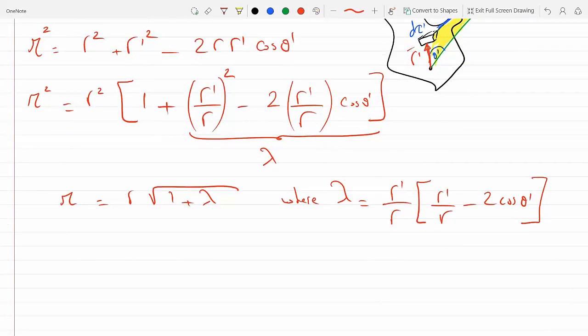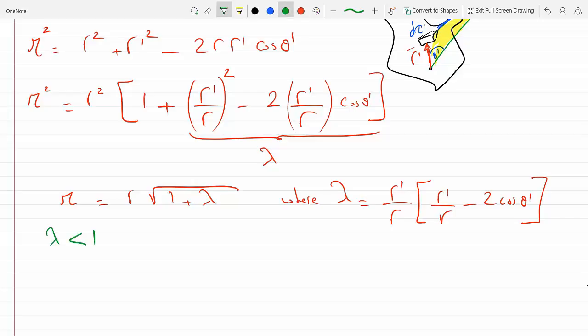Now, if we're far away from this charge distribution, notice that lambda depends on the ratio between r prime and r, but r is very large compared to r prime. So that means this lambda will hopefully be much less than 1.